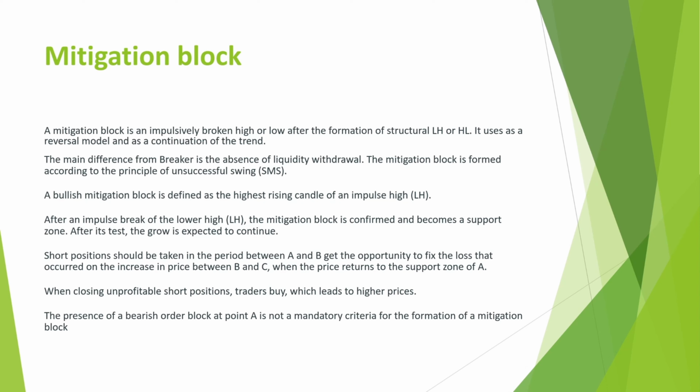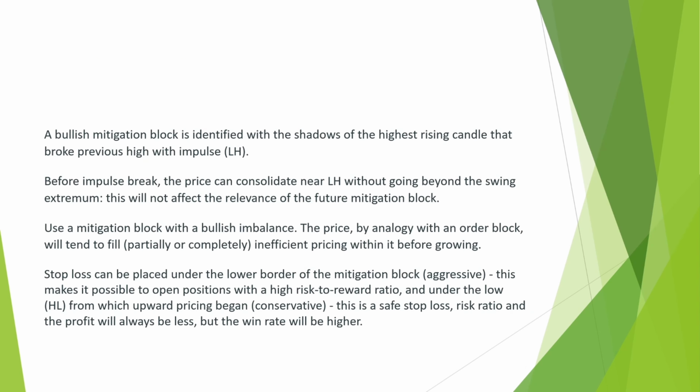The presence of a bearish order block at point A is not a mandatory criterion for the formation of a mitigation block. A bullish mitigation block is identified with the shadow of the highest rising candle that broke the previous high with an impulse. Before the impulse break, the price can consolidate near the lower high without going beyond the swing extremum; this will not affect the relevance of the future mitigation block. Use the mitigation block with a bullish imbalance.